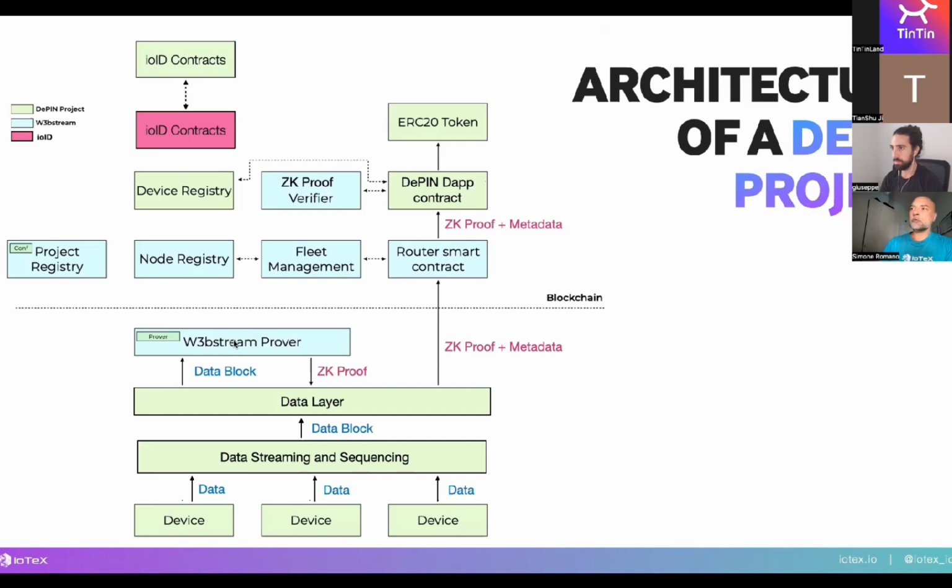WebStream allows you to deploy these ZK logics to a decentralized network of prover nodes and use it in your DePIN application to compute on top of the data from your devices and generate a proof for your smart contract to distribute rewards or to run whatever on-chain logic it's supposed to run. So typically the flow is that your device sends data to the streaming and sequencing layer. The streaming and sequencing layer validates the data, packs them into a data block and stores the data block on the data availability layer. In our case, it's a Postgres database.